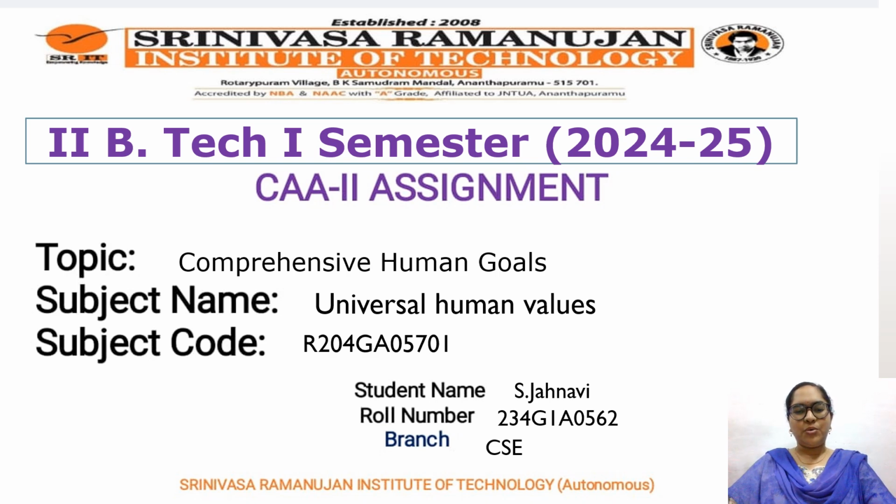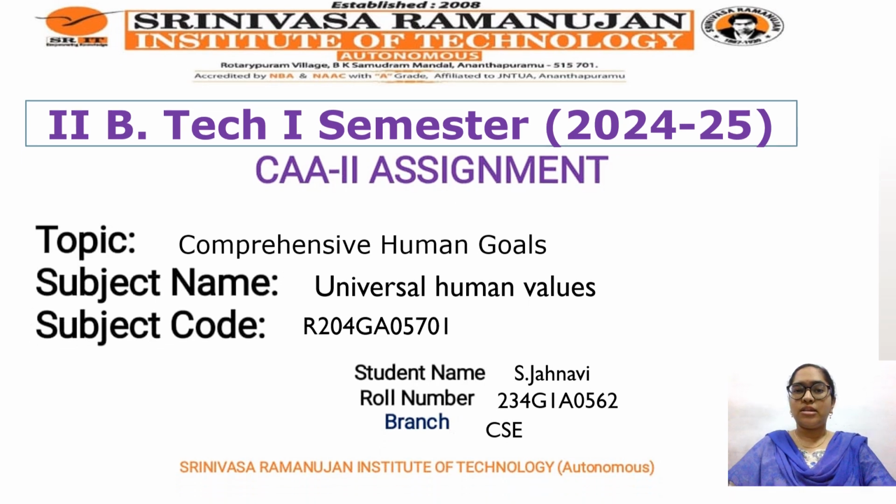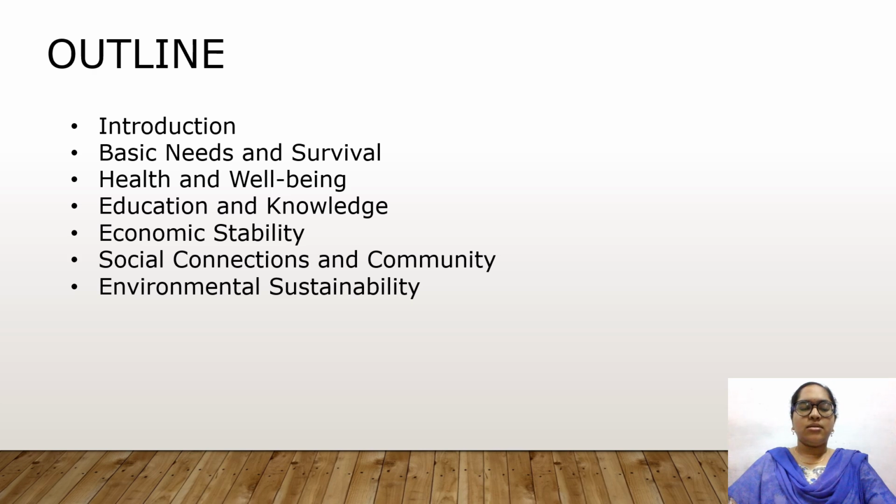For CA assignment 2, my topic is comprehensive human goals. So first, let's look at the presentation. The outline basically consists of the topics that I'm going to cover in the presentation. First we'll look at the introduction, and then we'll get to know the basic needs and survival, healthcare and well-being, education and knowledge, and how these are important in human goals, economic stability, social connections and community, environmental sustainability. So these are the major topics that I'm going to cover in my presentation.